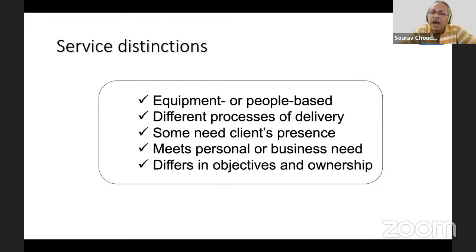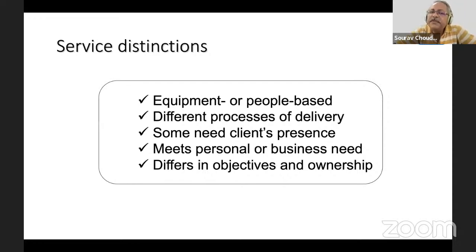Okay. Telephone services. They are all equipment-based services, correct? Different processes of delivery. Here, there are different kinds of delivery processes. One is physical delivery of that service. A doctor, when he treats you, he's physically there. Correct. And possibly a consulting service where he doesn't need to be physically there. He gives you phone consulting, video consulting.